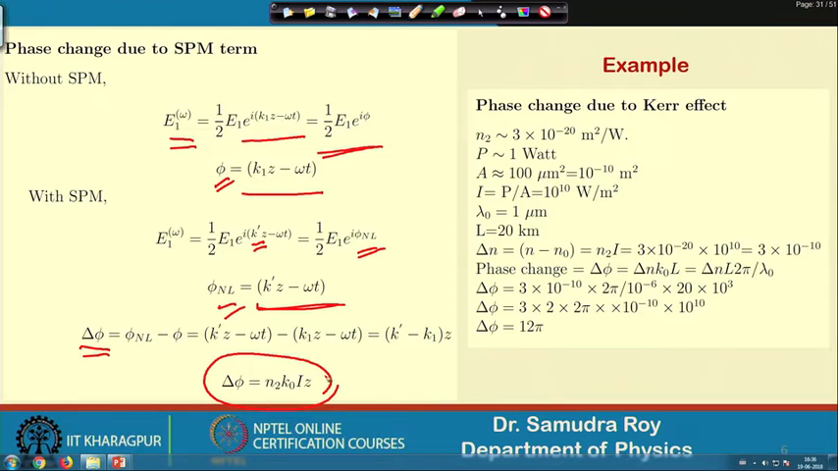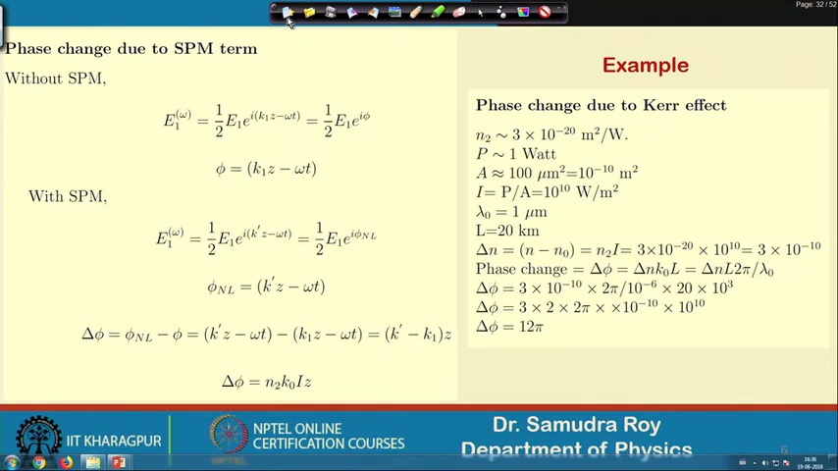The facility of this form is that we can readily find out, for a given intensity, what the change of the phase should be. So, N2 K0 I Z, all these values one can obtain, and here is an example of what the nonlinear phase shift should be if these values are given.